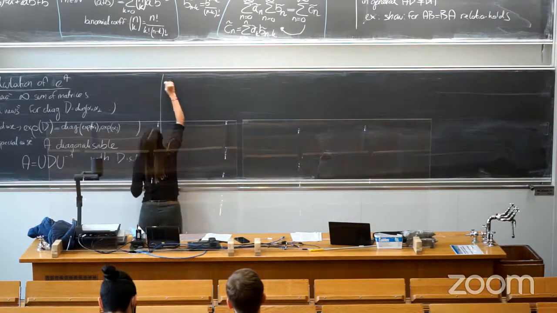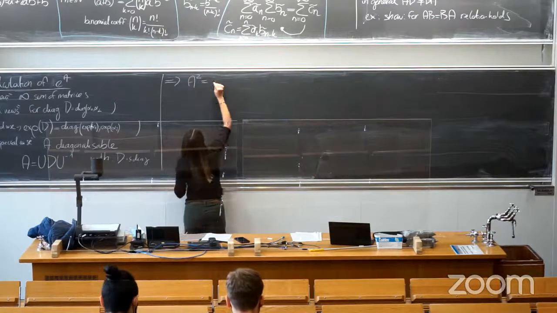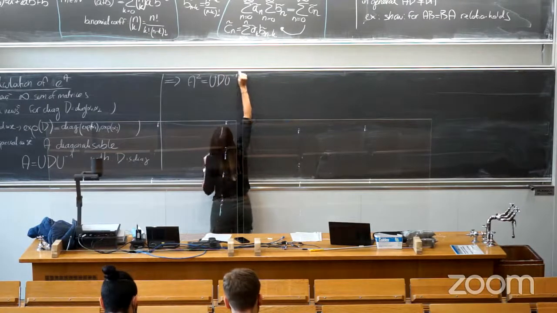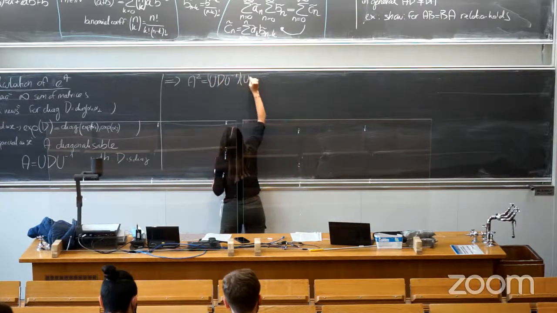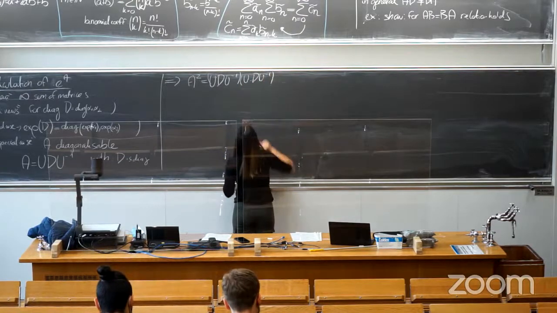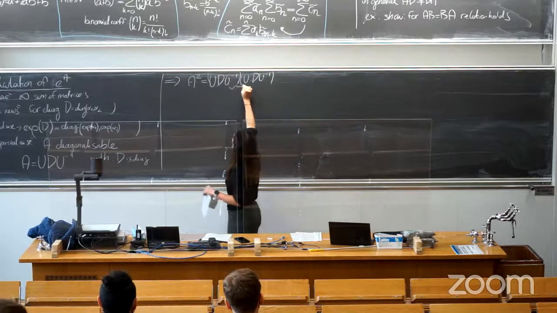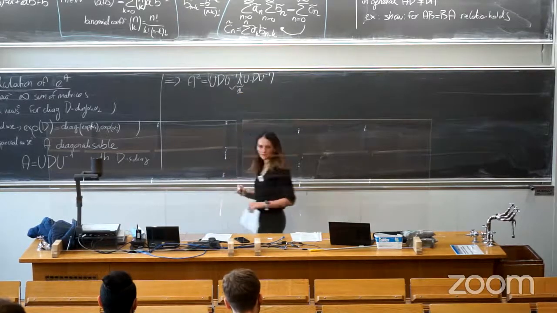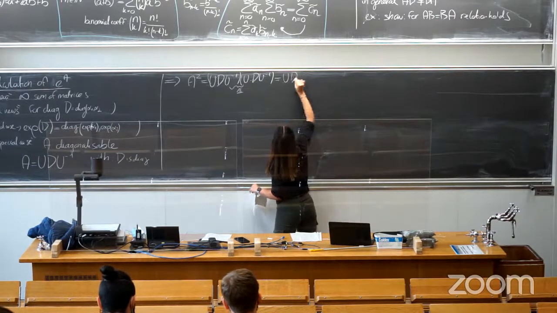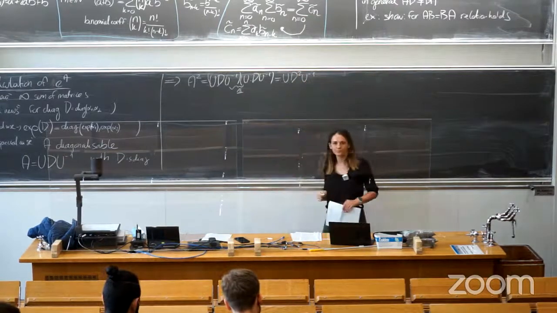It follows that A squared will be then U times D times U minus 1 times U times D times U minus 1. And why does it help us? This is the identity matrix. So this will be U times D squared times U minus 1. Is it clear?